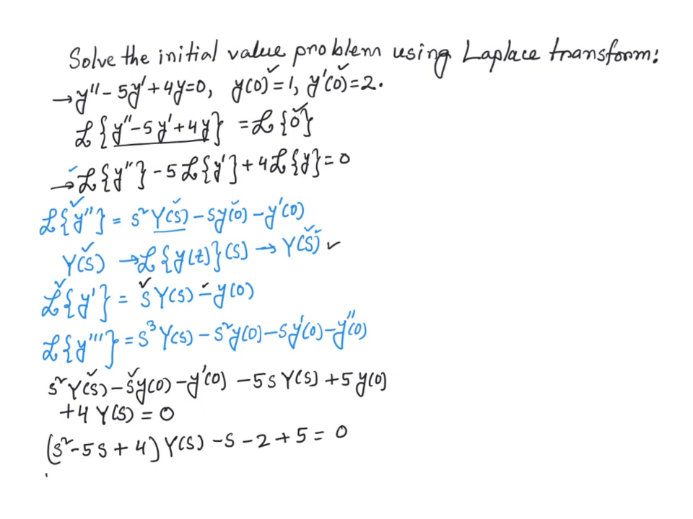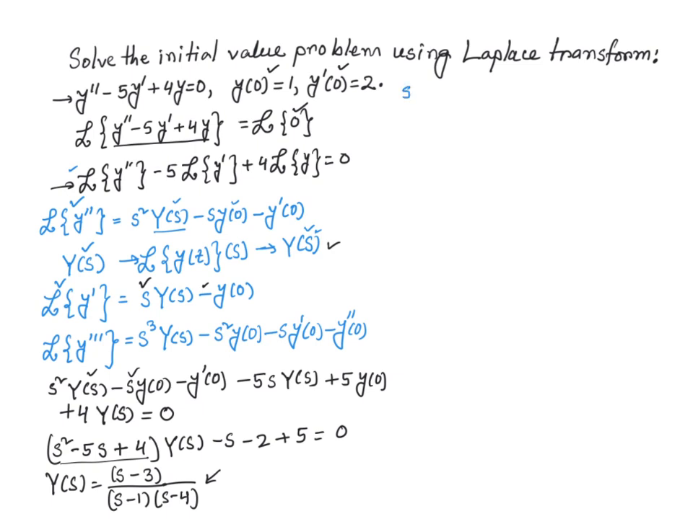So if I simplify it, I get Y of s is equal to (s minus 3) over (s squared minus 5s plus 4). Now if I factor it, I'm going to get (s minus 1) times (s minus 4). And I trust that you can do it, how to factor this s squared minus 5s plus 4. Now this right side, I'm going to break it down into two pieces by partial fraction.